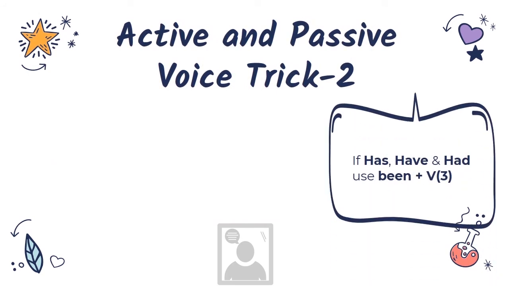Trick number two. If we have has, have, and had in your sentence, means if we have sentences of perfect tenses, past, present or future, then we have to use been plus verb's third form. So look at the example. We have taken exam. Exam has been taken by us.